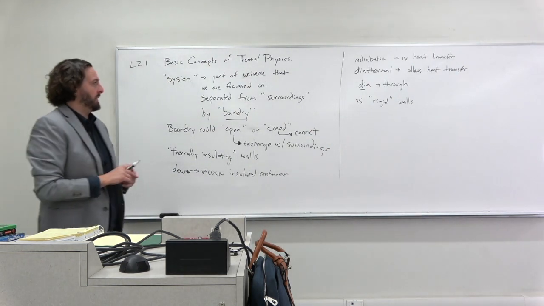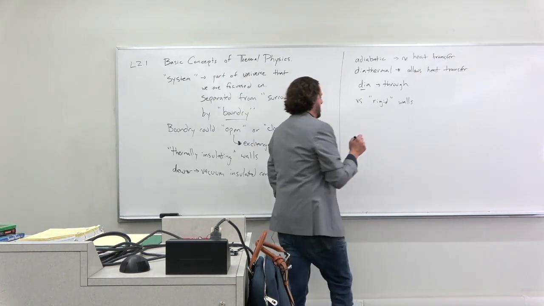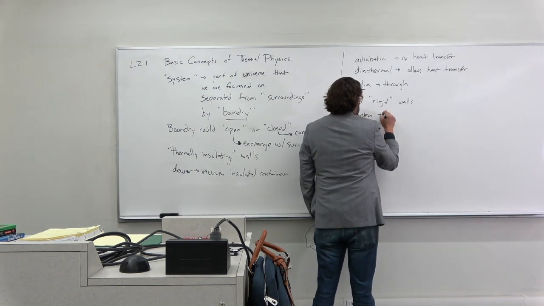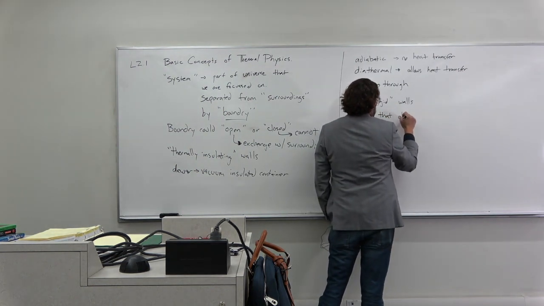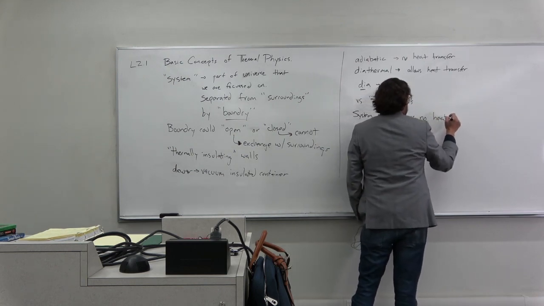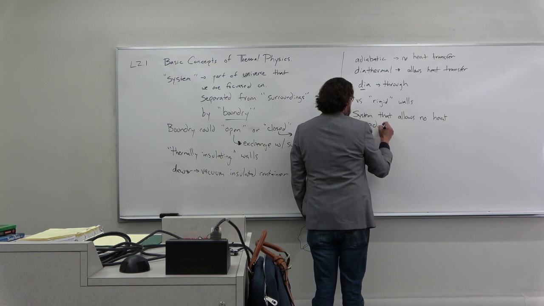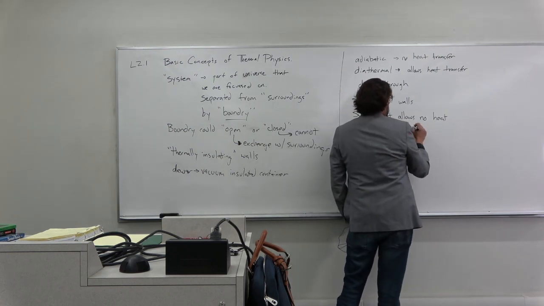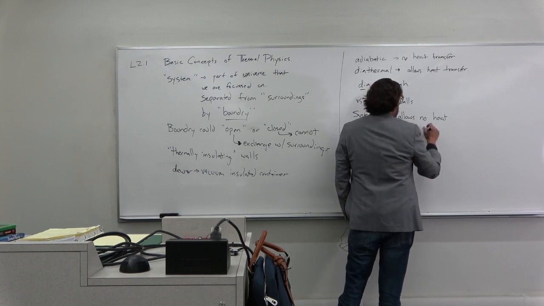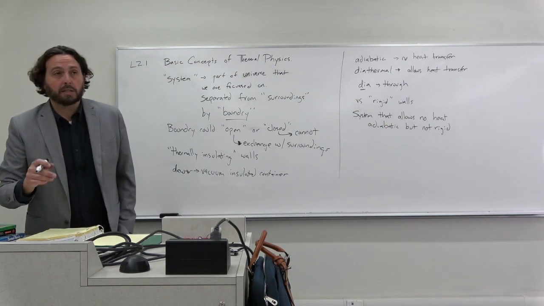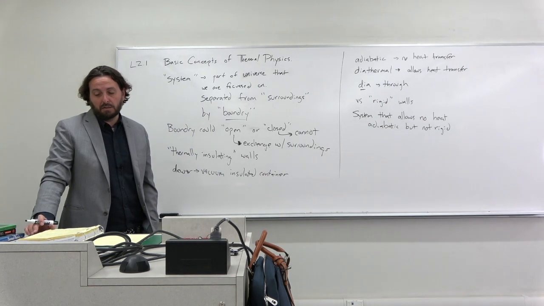So how could you have a system? Let's imagine another system that allows no heat, so it's going to be adiabatic, but is not rigid. How would I compose a system to do that? Feel free to pause and take a second here to think about how you might actually make that, right?